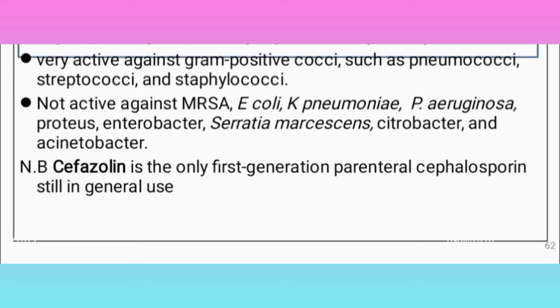The first generation cephalosporins are very active against gram-positive cocci such as pneumococci, streptococci, and staphylococci. They are not active against methicillin-resistant Staphylococcus aureus, Escherichia coli, Klebsiella pneumoniae, Pseudomonas aeruginosa, Proteus, Enterobacter, Serratia marcescens, Citrobacter, and Acinetobacter. And note, cefazolin is the only first generation parenteral cephalosporin still in general use.